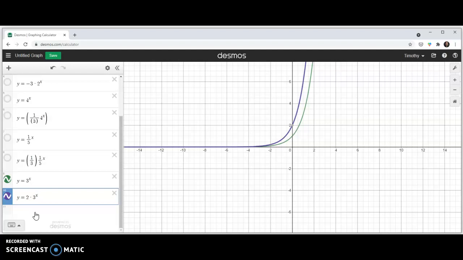So, first of all, they're both exponential growth. Multiplying it by a 2 thins it out, makes it thinner, stretches it vertically, as we say. Notice the original values here for the green line. And then the purple line is the vertically stretched version where you've multiplied by 2. All the y values get higher by a factor of 2, so it's stretched vertically once again.